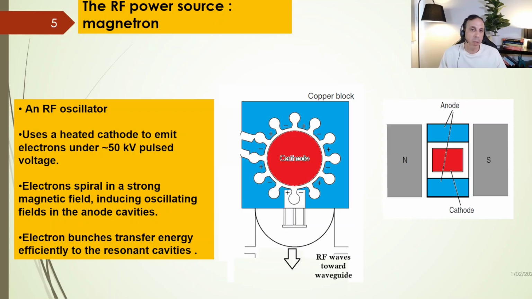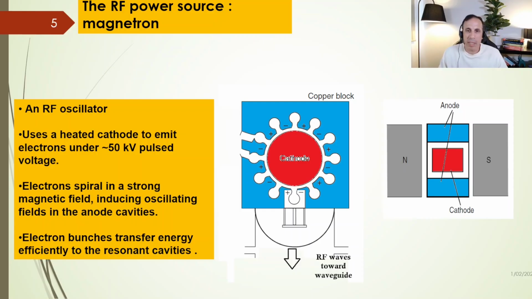Now we will talk about the sources of RF waves in a Linac. It has been shown in the figure. As you can see, I've tried to show you the magnetron cross section. We have another source of the RF waves called klystron. In this figure I have tried to talk about the magnetron, not the klystron.